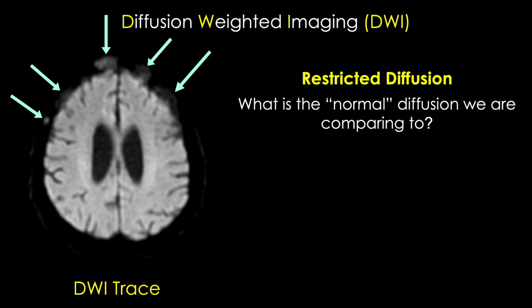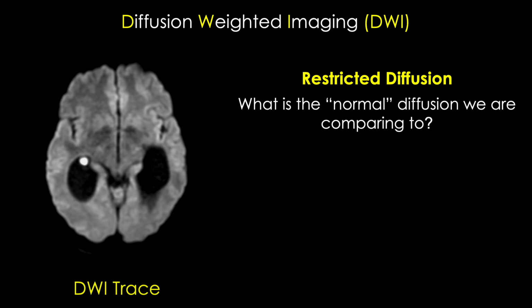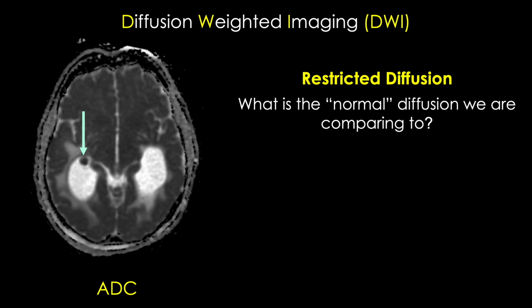Also note, these are more easily picked up on this DWI trace image than on the ADC image, another example of how these sequences complement each other. One more example is this bright spot in the right lateral ventricle. Again, the important thing to recognize is that there should be no signal here at all. The CSF is completely dark, and the fact that there is any restricted diffusion is abnormal and must be explained.